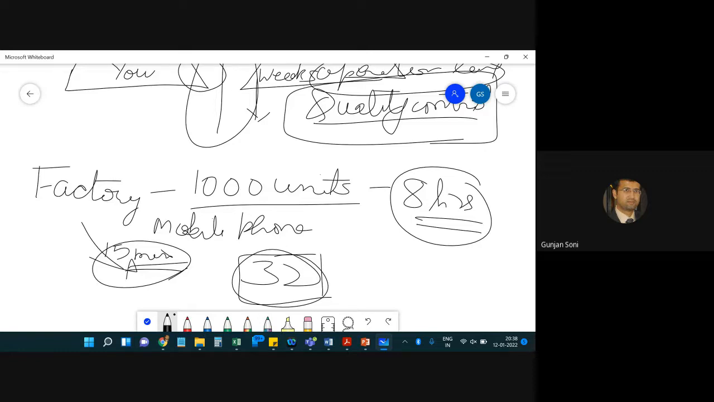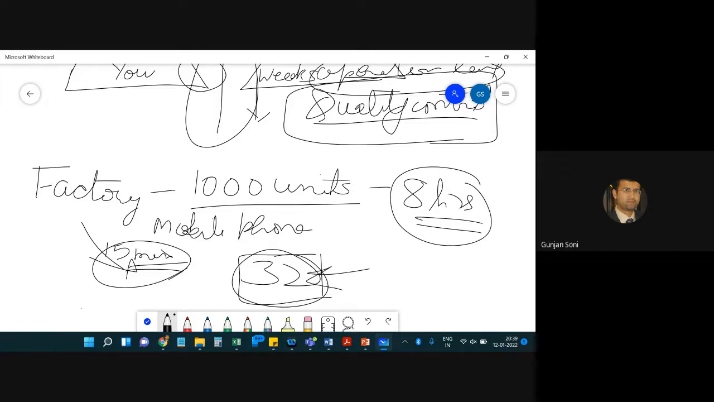So this is where the subject of sampling comes into play. How much sampling should we do? Should we do sampling or not? If you're doing too much production, is it possible to inspect every item? And if you have to do 100% inspection, is it worth it for a company? Because you have to pay these 32 people, right?